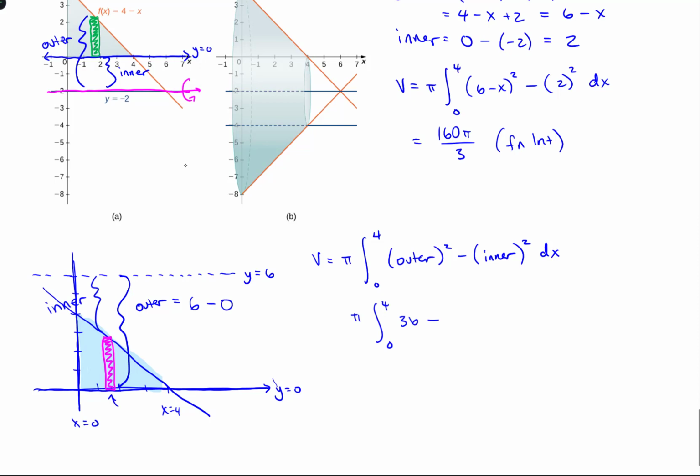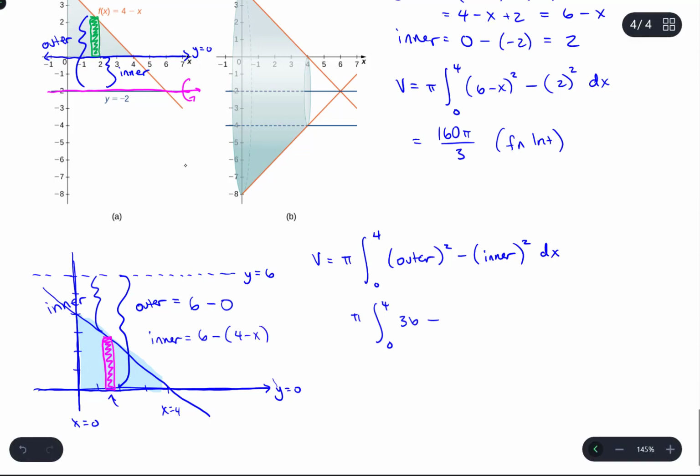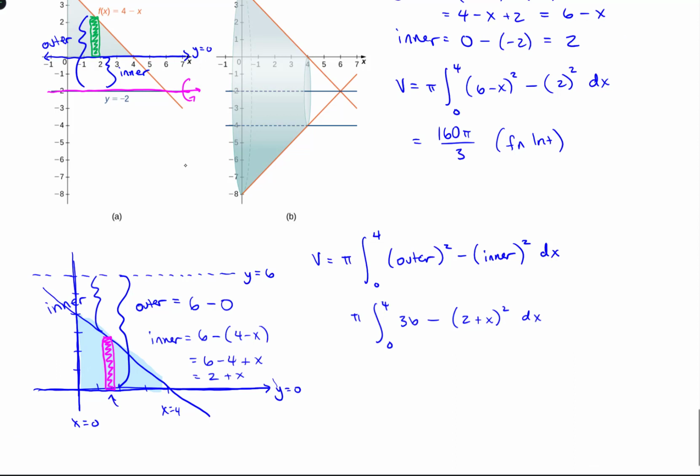So that inner radius, let's see here. To get that, I would take 6, which is the highest point here, minus the point located along this line. So minus 4 minus x. All right, so then that would give me 6 minus 4 plus x, which is 2 plus x. Okay, and that can be confounding, but that's the way we would solve this particular problem.